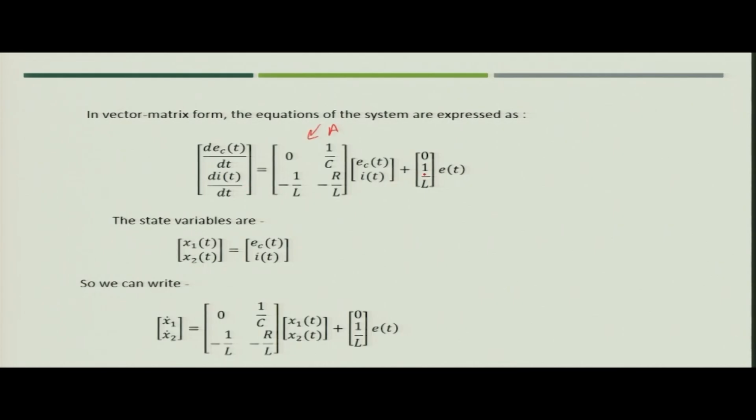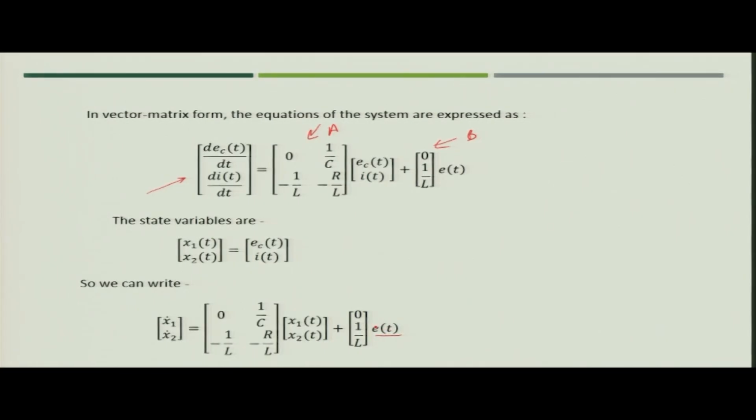So, you get B also as 0 1 by L. So, now the state variables in this case are basically EC and I. You can in a simple way assign EC as x1 and I as x2, then you can simplify this equation as x1 dot, x2 dot, that is the vector on the left, equal to the A matrix multiplied by the state vector plus B matrix into input, that is E(t).